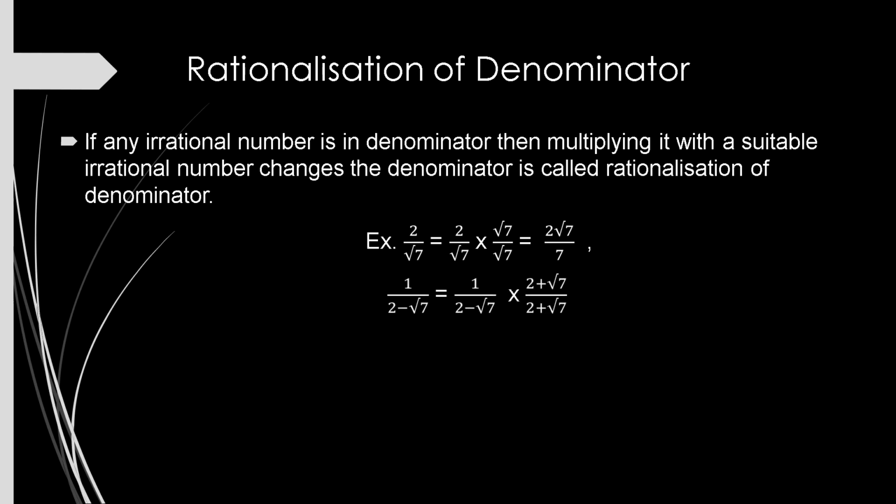And if our denominator is 1 upon 2 minus under root 7, we are supposed to multiply and divide by 2 plus under root 7. So it becomes equal to 2 plus under root 7 upon 4 minus 7, which is again equal to 2 plus under root 7 upon minus 3.